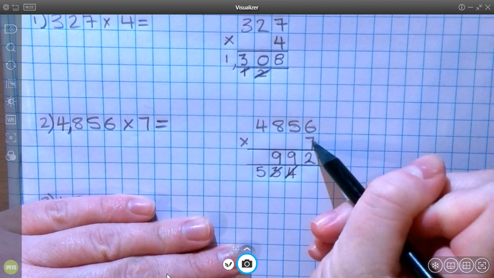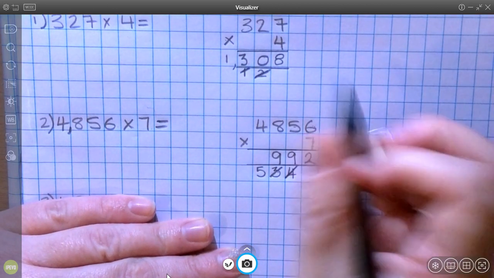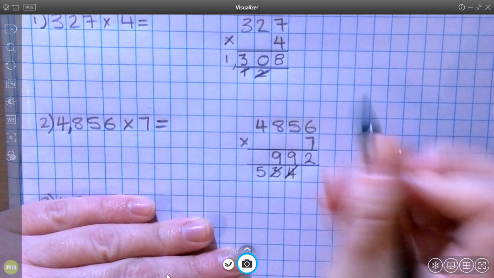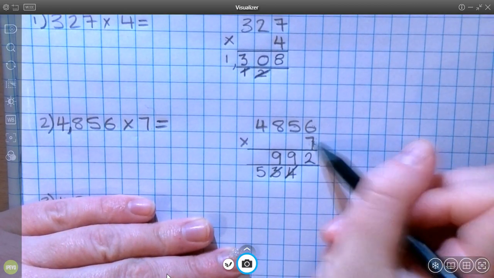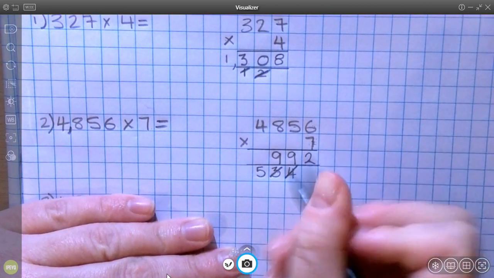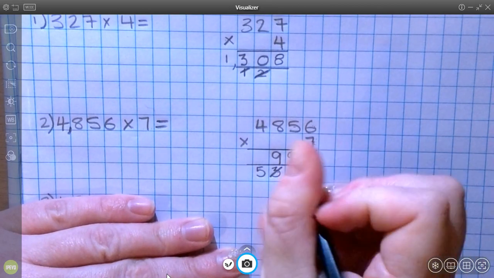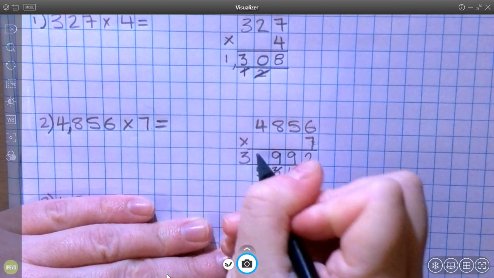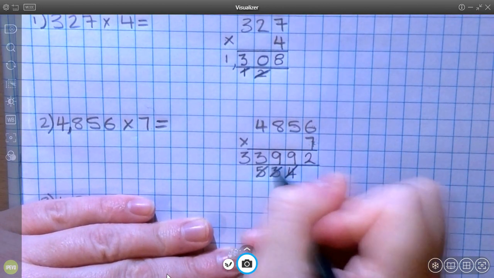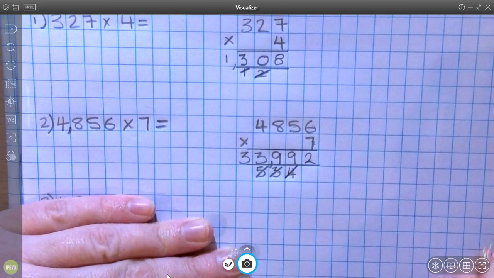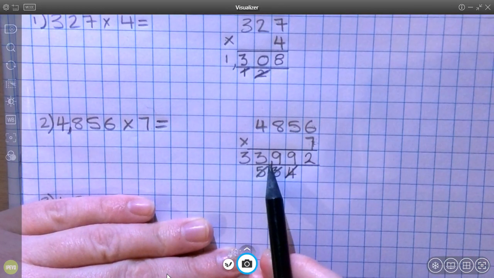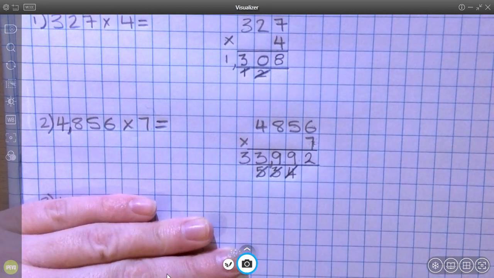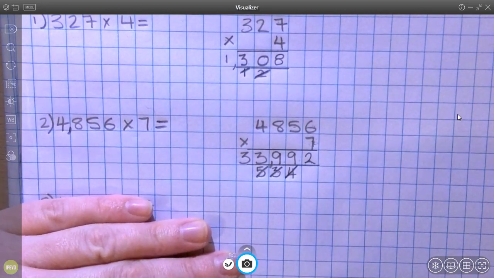4 times 7, so 2 lots of 7 is 14, and I'm going to double that so I get to 28. Add on the 5 is 33. Again, I've got no other numbers to multiply, so I'm going to put my 33 straight in. My answer is 33,992. So that is your short multiplication.